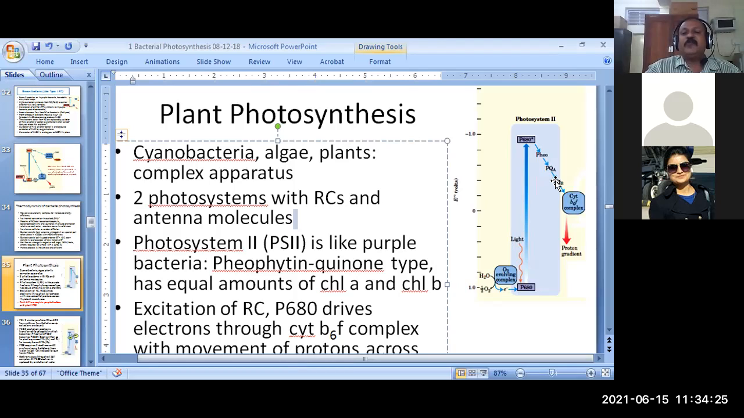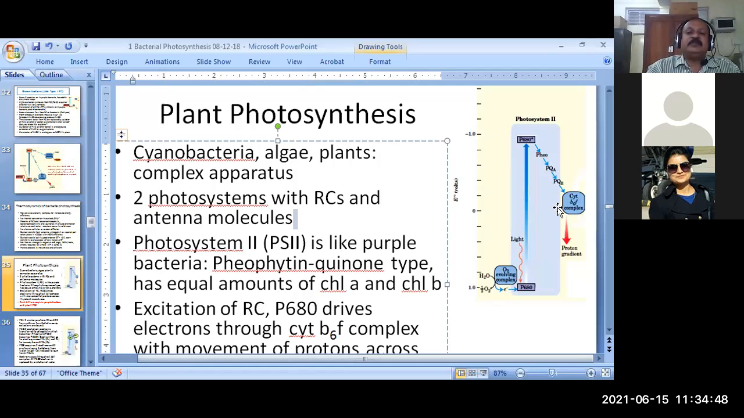So from pheophytin it goes to plastoquinone. We call it plasto because this refers to the plant photosystem, which is in the chloroplast. It is present in the chloroplast, and therefore we call it plastoquinone, the PQA molecule, and then the PQB molecule, and then it goes to cytochrome B6F.